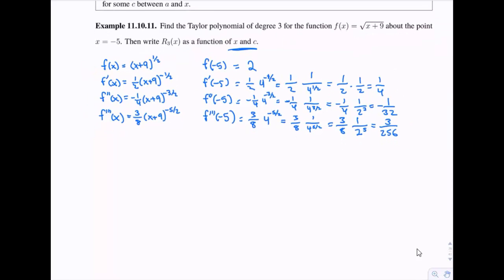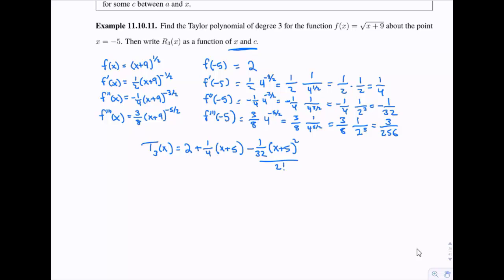So the 3rd degree Taylor polynomial of our function f centered around -5 is going to be, well, T sub 3 of x is equal to 2 plus 1/4 times x minus a. So minus a negative is going to be plus 5. Then we have my -32 over x plus 5 squared.